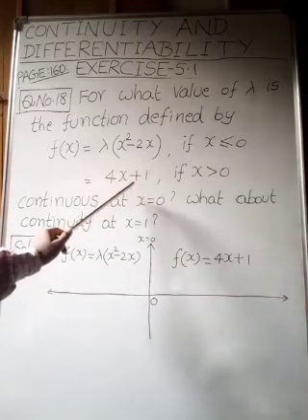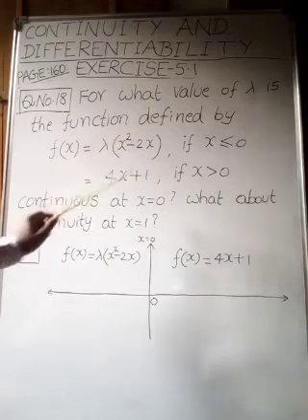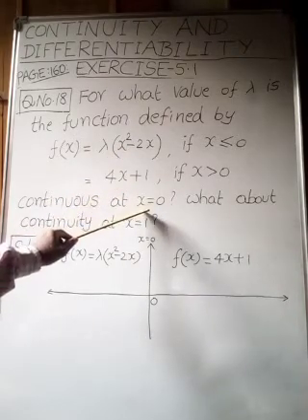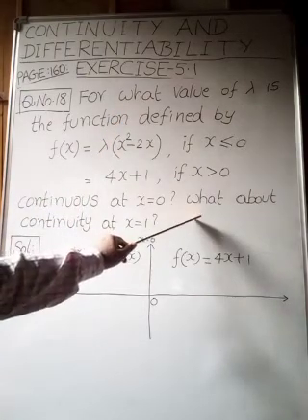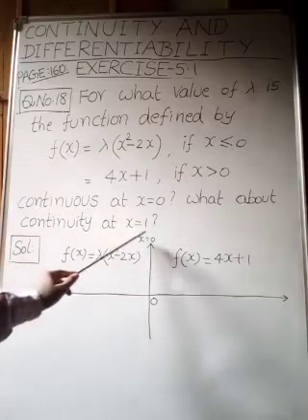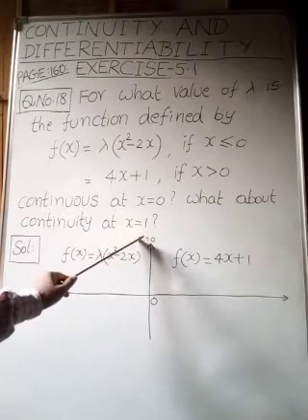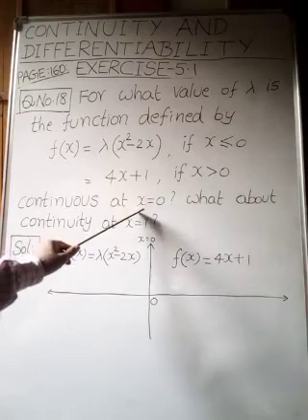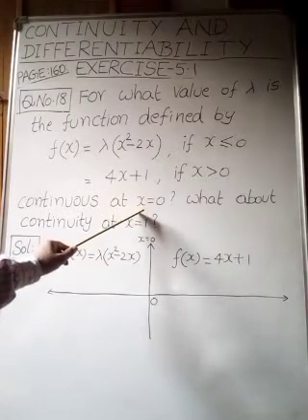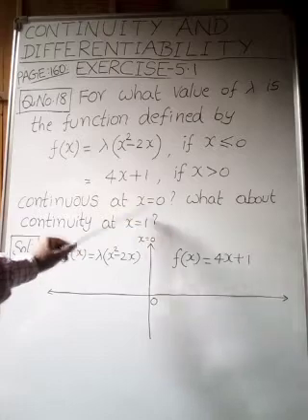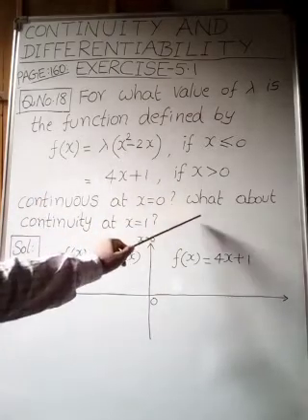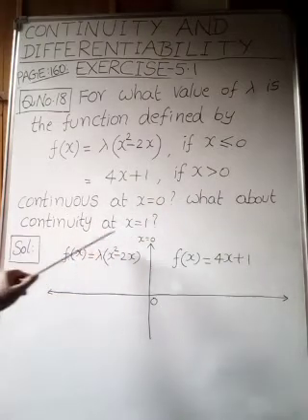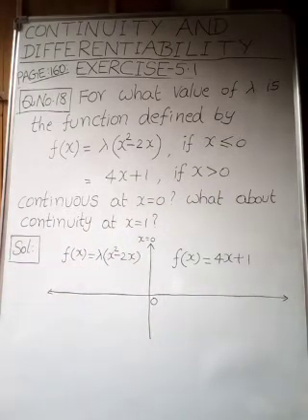Here also we have to find the value of lambda. If f is continuous at x is equal to 0, what are the values of lambda? And the second part, what about continuity at x is equal to 1? This is the second part of the question. In the first part of the question, we have to find the values of lambda at which the function is continuous at x is equal to 0. And the second part is we have to check the continuity of f at x is equal to 1. Understood the question, my dear children?